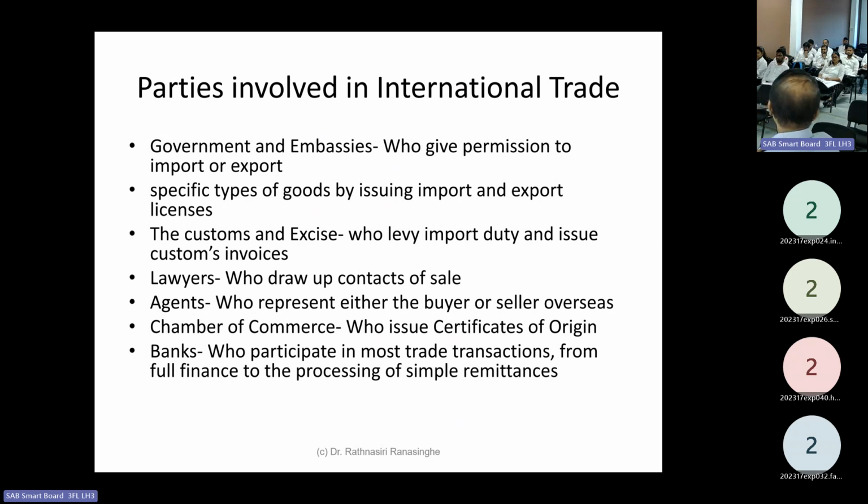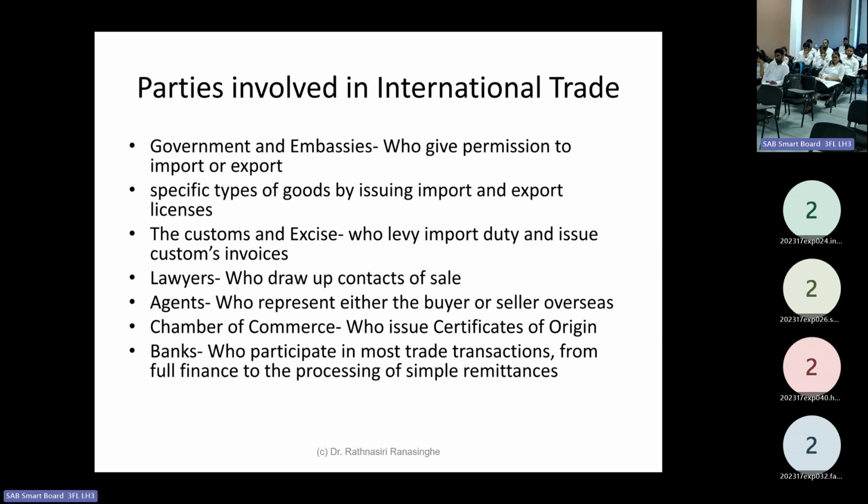It is a buy and sell. This is a contract, so you need to get the support of the lawyers. There are agents between the exporter and the importer who perform intermediary roles. And the Chamber of Commerce: the certificate of origin needs to be obtained from the Chamber of Commerce.